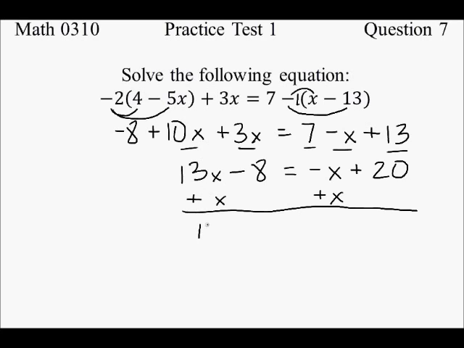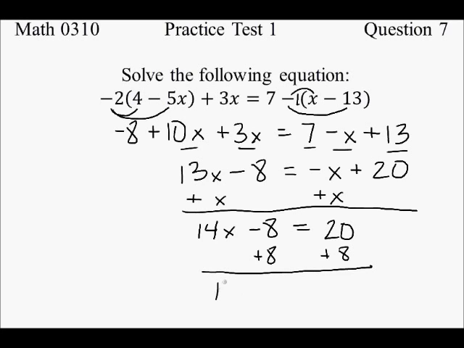We have 14x there. Still have our -8. -x plus x, that is going to cancel there. Nothing there. And then we have our 20 left over here, still positive 20. Alright, so now we want the x term by itself, so we need to get rid of the -8. Opposite of -8 is +8, so we'll add 8 to both sides. Again, always to both sides.